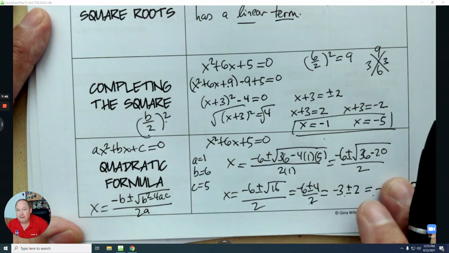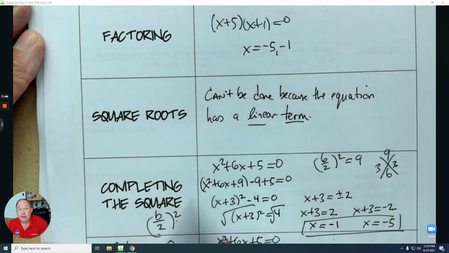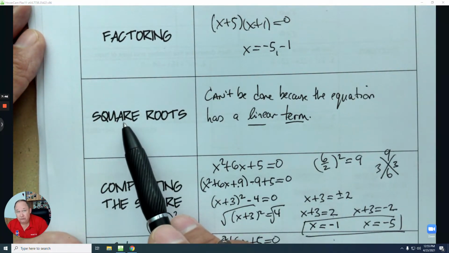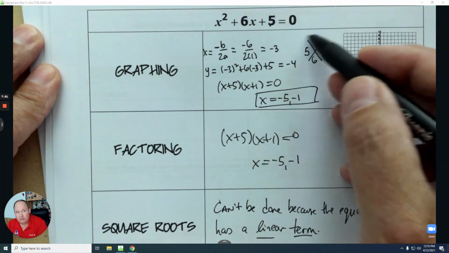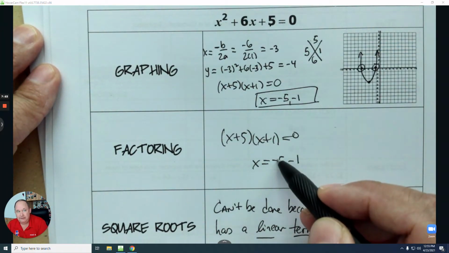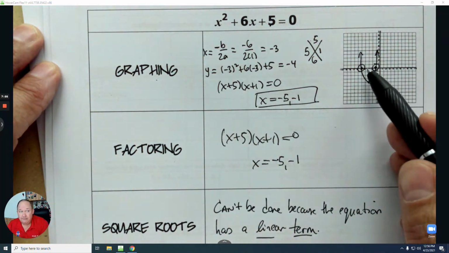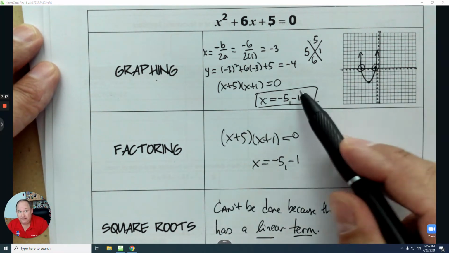Quadratic formula, completing the squares. We'll do examples of what it means to solve using square roots soon. Factoring, and we actually did the work for factoring up here. I just repeated it down here. And when you look off a graph, we're looking for the x-intercepts. That gives us a solution.